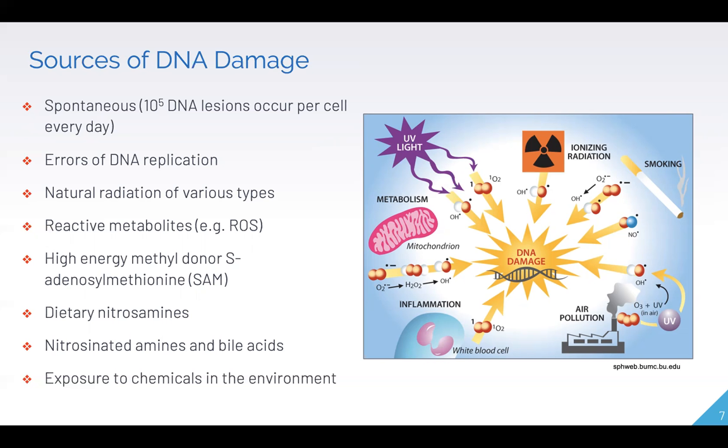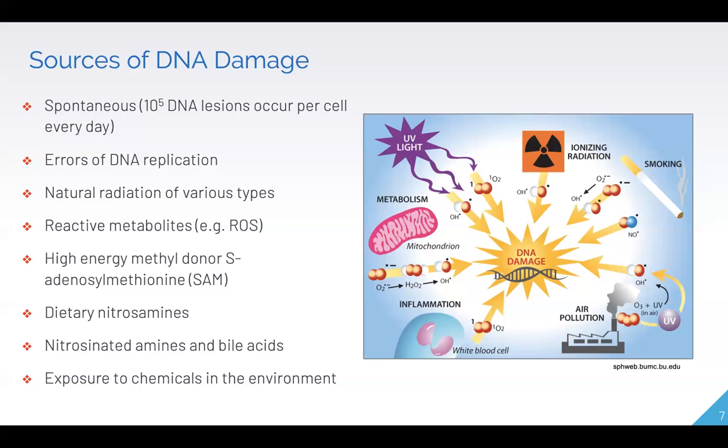Reactive metabolites, such as reactive oxygen species, are another common source of DNA damage. And these are generated normally in the cells, but they're also generated at a much higher rate in response to different environmental agents, such as ionizing radiation or even sunlight. High energy methyl donors are another example of common damaging agents, as are dietary nitrosamines, amines and bile acids, as well as chemicals in the environment. These are all sources of DNA damage.